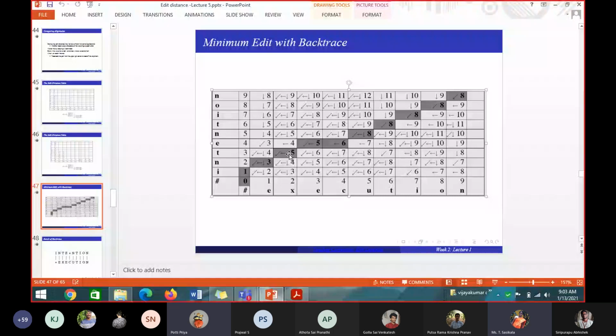Till E and E we have finished. Now you tell me, this 5 at E and E, how did I get it? Please explain. Left side 4 plus 1, 5. Down 6 plus 1, 7. Diagonal is 5 plus 0 or 5 plus 2? 5 plus 0, ma'am, because the elements E and E are the same. Left and the diagonal both are minimum, so you have to take only the diagonal value. So I have taken the diagonal here.